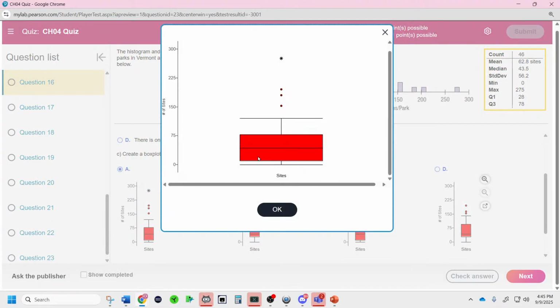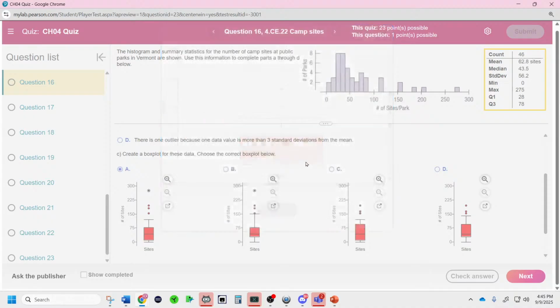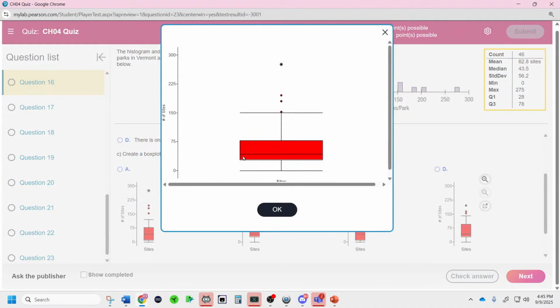The median on this is close to, I think that could be 43, the median. What's the median on this one look like? It's also about 43. But the Q1, is that 28? That could be 28.